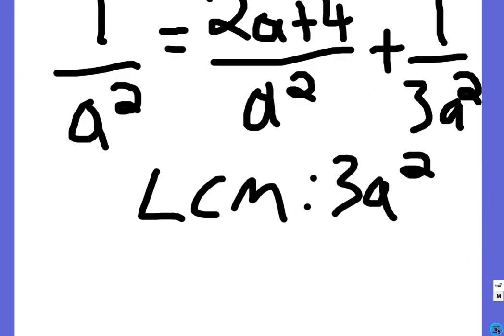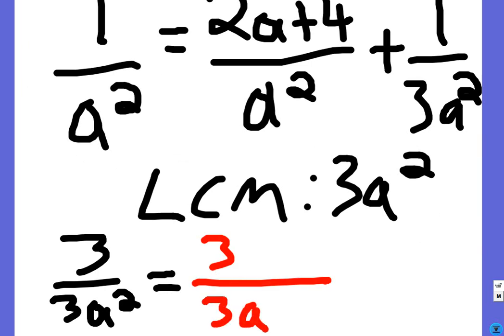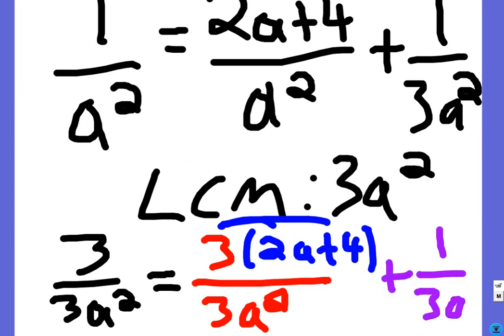Okay, so that first 1 over a squared is going to become 3 over 3a squared, right? Okay. Sure. And then, now the next one, let me use a different color here. I did this on the board yesterday. Not only do you have to multiply the bottom by 3, you have to multiply the top by 3. And therefore, you're going to end up multiplying both the 2a and the 4 by 3. So that is a distribution you have to do. And the final fraction is already over 3a squared, so we're good there.